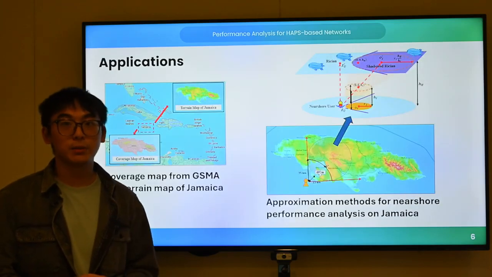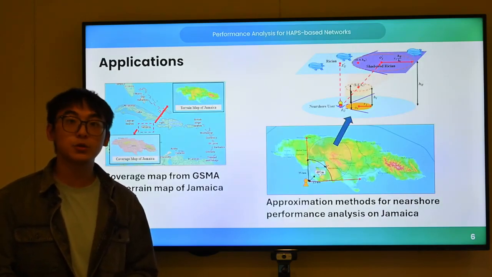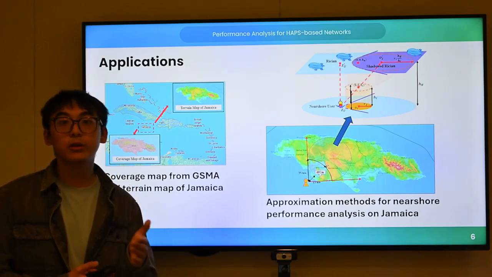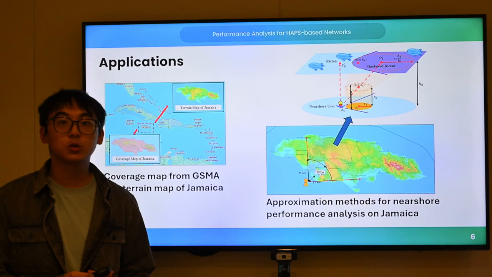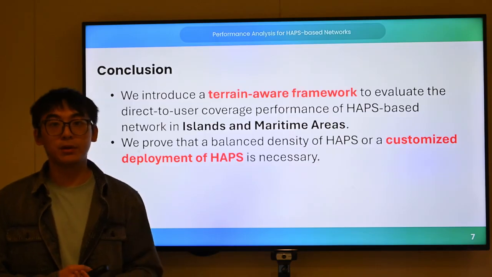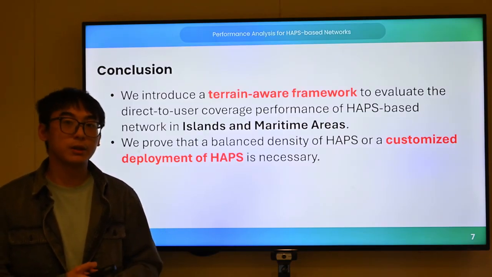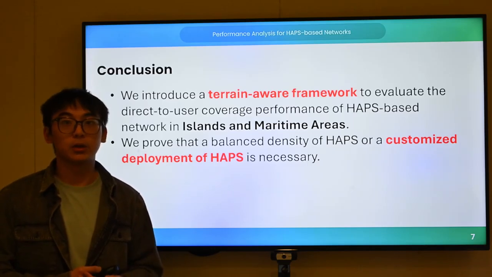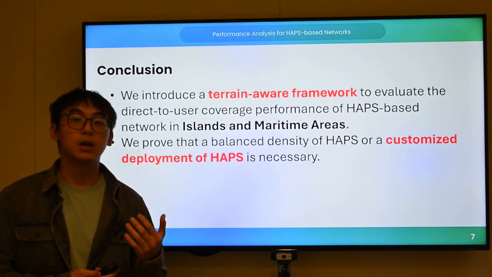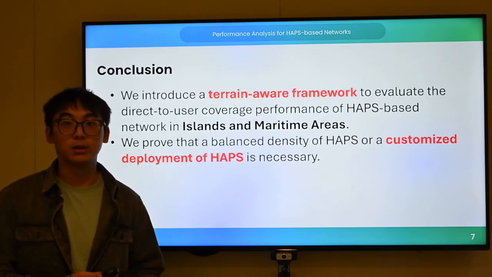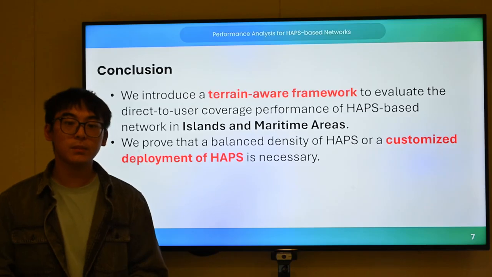And we can apply such a mathematical framework using the information from the user to the blockage. We can use the angle information and the distance information to divide the whole HAPS plane into two regions and evaluate the performance. In conclusion, we build a terrain-aware framework to evaluate the HAPS network performance, and we conclude that a customized deployment of HAPS is necessary in the future to provide good quality of service everywhere. Thank you very much.